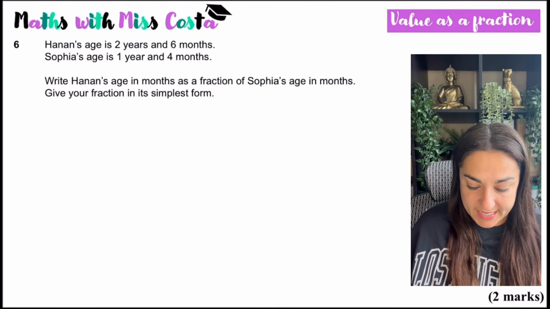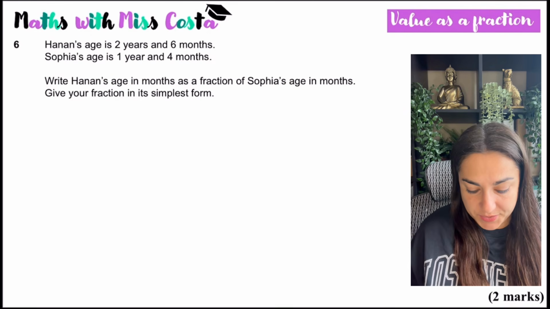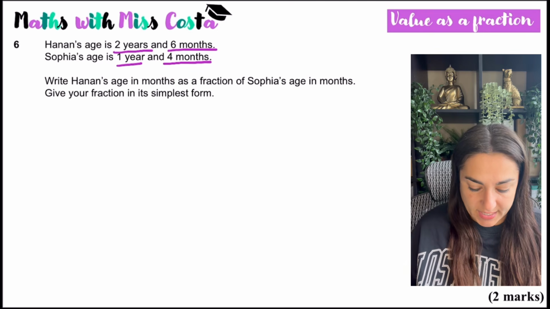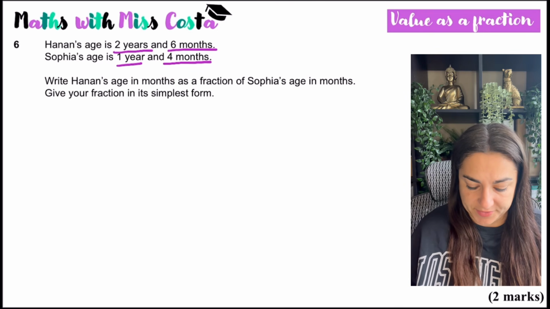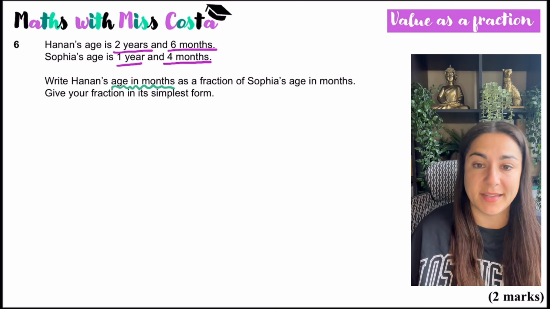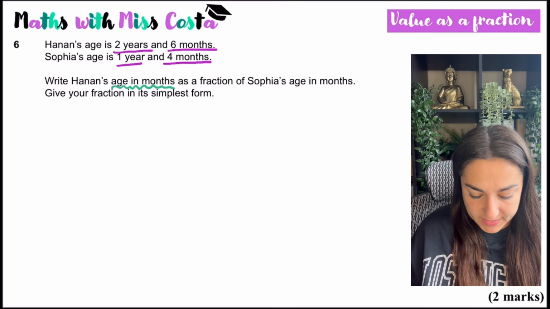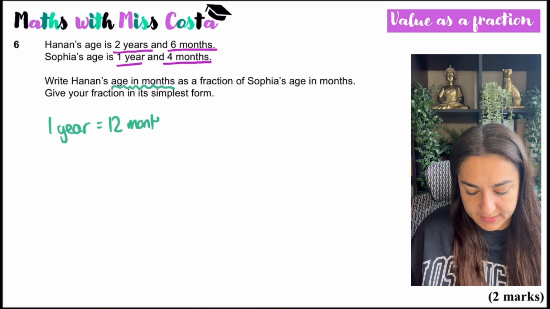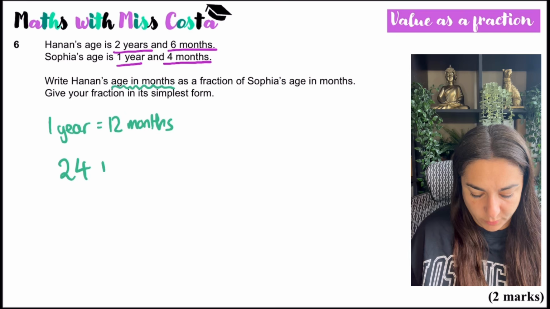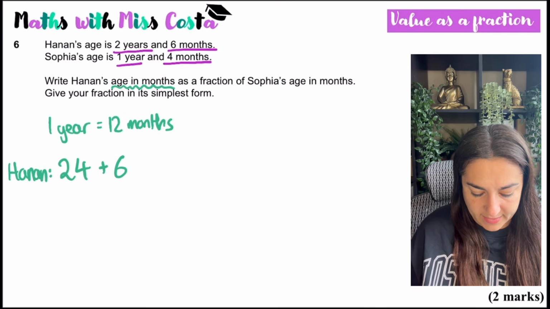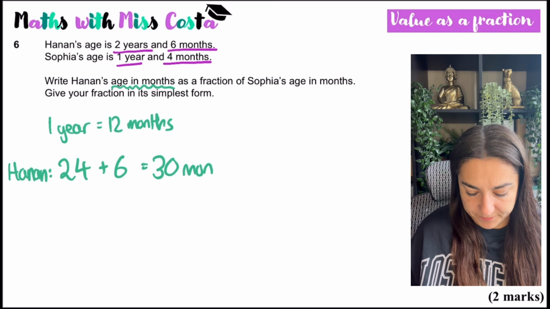Okay, so in this question, I'm told that Hanan's age is 2 years and 6 months, and Sophia's age is 1 year and 4 months. And I need to write Hanan's age in months as a fraction of Sophia's age in months. So the key thing here is I'm told that I want to be dealing with the ages in months. So that's the first thing that I'm going to convert. So 2 years, I know that in 1 year, there are 12 months. So 2 years is going to be 24 months plus 6 months for Hanan. And then that would give me 30 months.